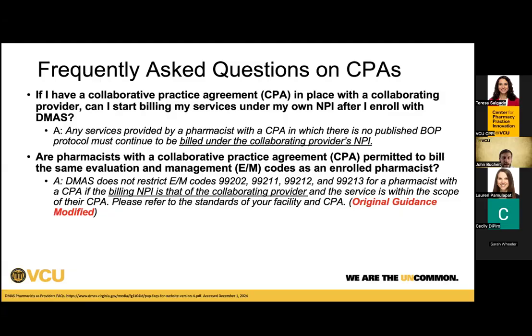And I think we've covered that if you're providing care under a collaborative practice agreement, do I bill under my own MPI? And the answer is no. You do not bill under your own MPI. You would bill under the collaborating provider's MPI number.